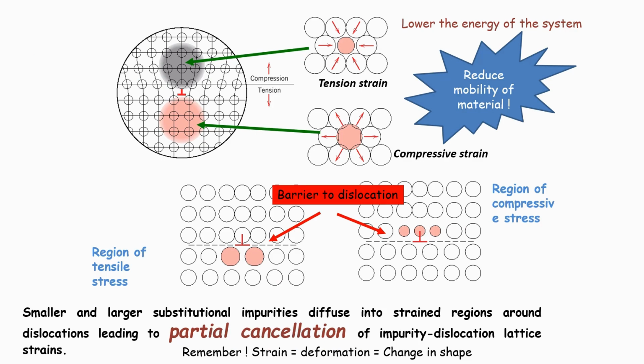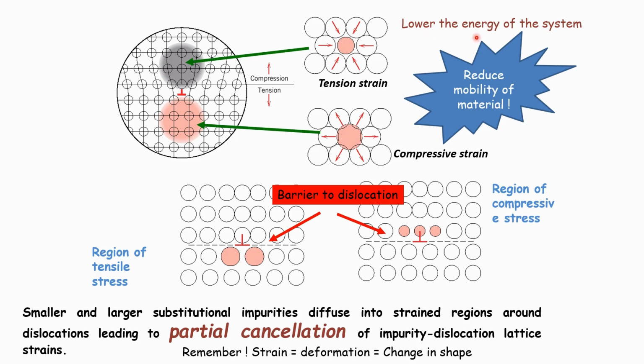The solid atom also has its own impact, where the smaller solid atom will cause a tensile strain in the lattice, and the larger solid atom will create a compressive strain nearby. So when we have a tensile strain and when we have a compressive strain, it will lower the energy of the system, and as a result, it will reduce the mobility of the material.